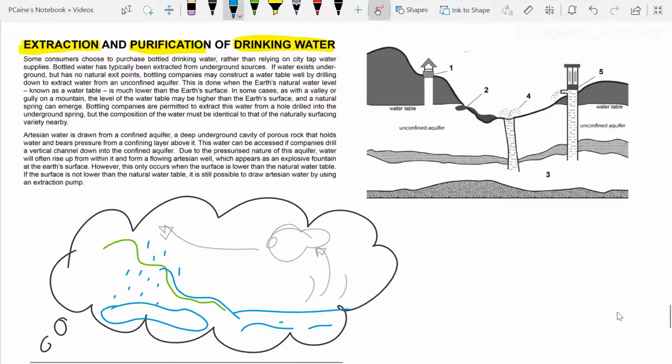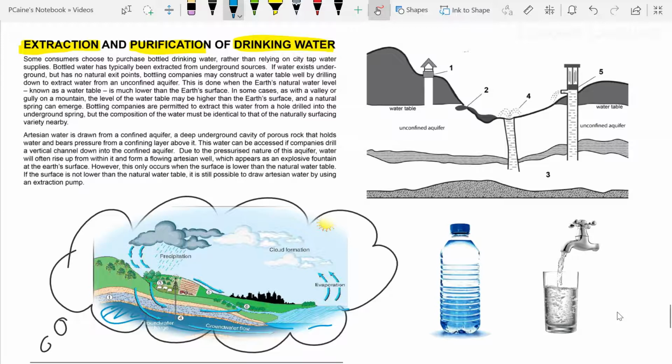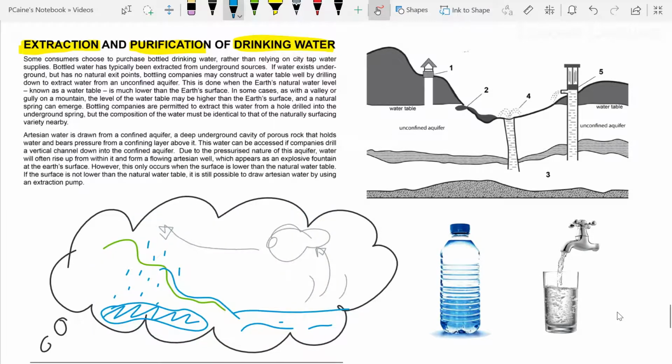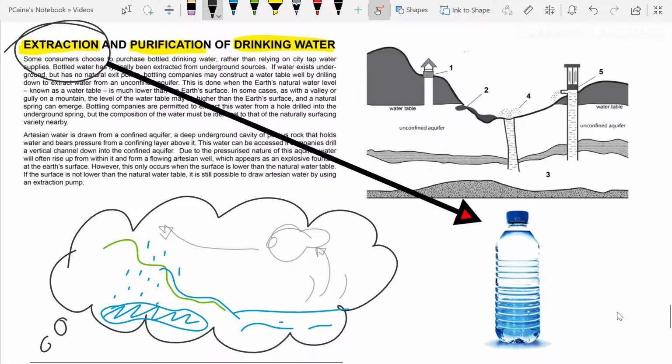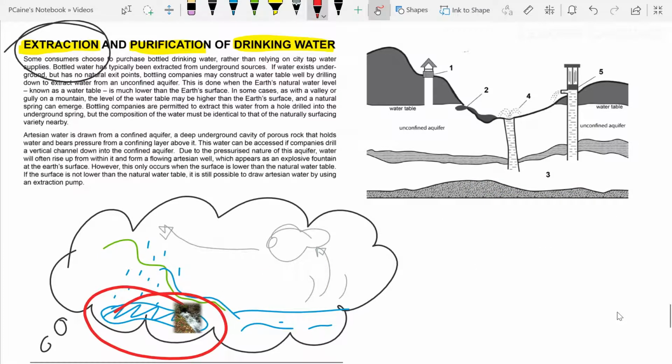So when I'm thinking about drinking water, I'm really thinking of two things. I'm thinking of bottled water and tap water. And when it comes to extracting, this word here, extracting drinking water, I'm really thinking about bottled water. And so what do I know about bottled water? Well, bottled water is this natural water. It comes from these underground sources. And how do we extract it?